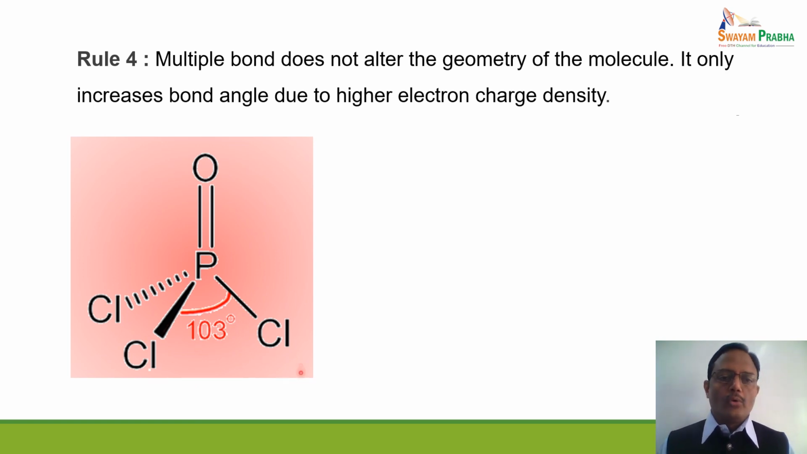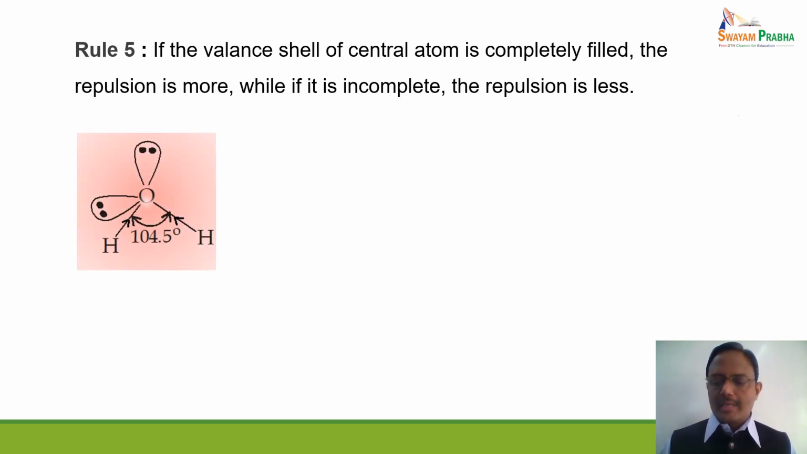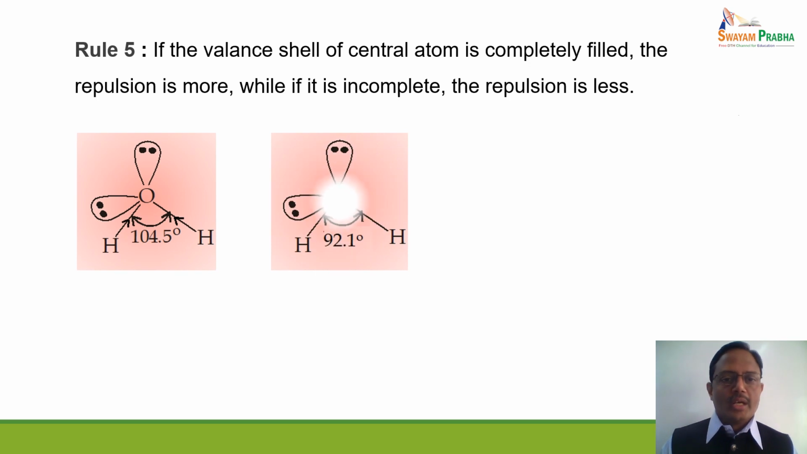Rule number 5 says that if the valence shell of a central atom is completely filled, the repulsion is more, while if it is incomplete, the repulsion is less. This can also be explained on the basis of the same example which we have seen previously. If we consider H2O and H2S molecules, oxygen has a valence shell which is the second shell, while sulfur has a valence shell which is the third shell.